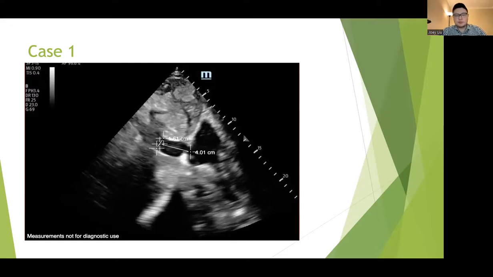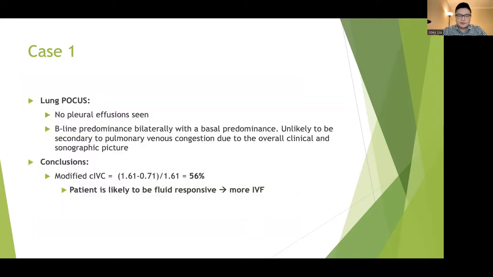And I took measurements at end expiration and also at end inspiration, just to see what the measurements allow us to calculate the collapsibility index here. So that's basically what I did here. And with any assessment after doing the cardiac POCUS scan, I went through to do a lung POCUS scan to complete the cardiopulmonary assessment.